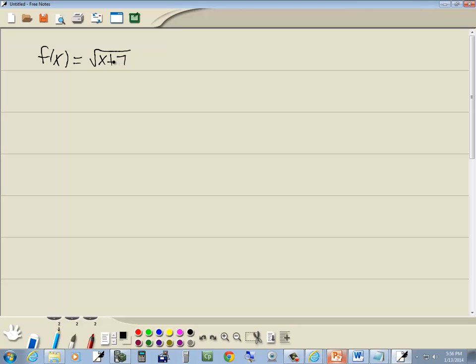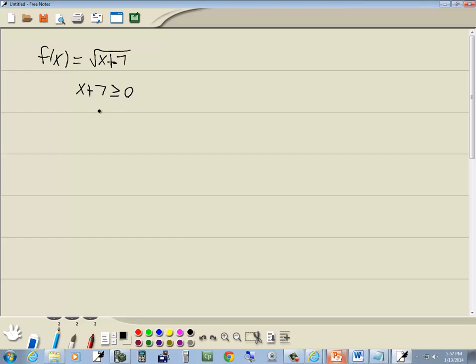Now, if you've got a radical with an even index, an index is a number that's in a slot right here, and if you don't have a number there, it's by default 2, it's a square root. If you have a radical with an even index, to find out where it's continuous, you take what's underneath your radical, and you set it greater than or equal to 0.